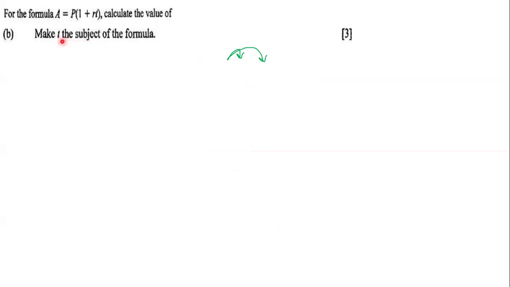Next, our goal is to make T the subject. So basically what we have here is A is equal to P, open bracket 1 plus RT. What they want us to do is make T the subject. And so what we're going to do is take P and distribute it. So we say P times 1 and P times RT. P times 1 is P, and P times RT is PRT.